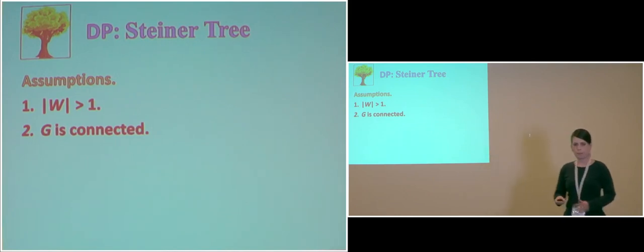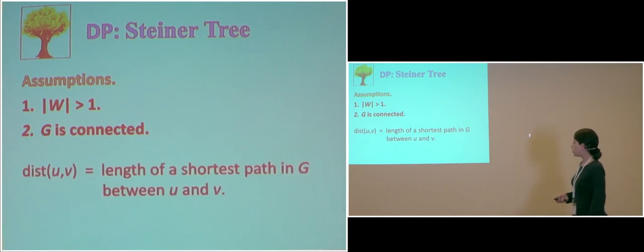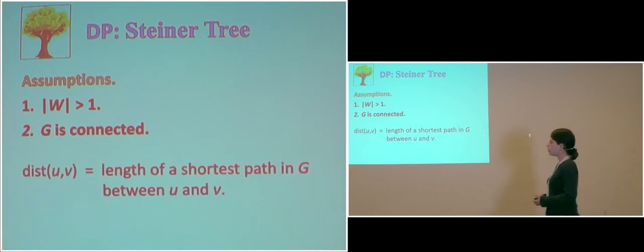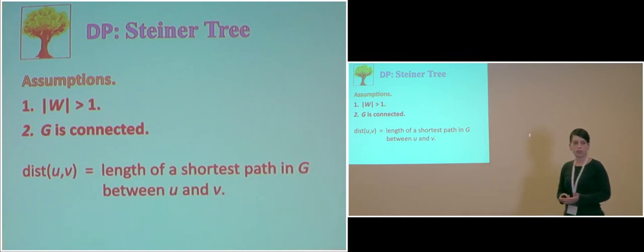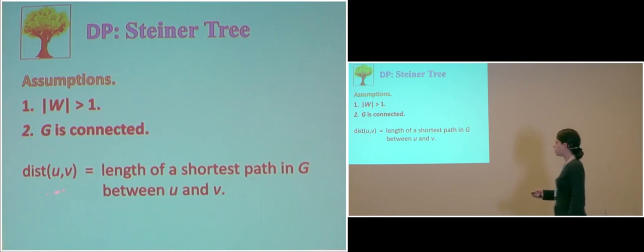Okay, is it clear? And now, because we know that the graph is connected, in particular, we can talk about distances between every 2 vertices in the graph. It is defined. And we are going to denote it as follows. Dist(u,v) means the length of the shortest path in G between u and v.